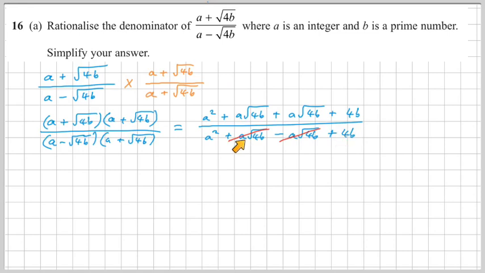So since we knew that these two were going to cancel out anyway, what was the point in actually writing them there in the first place? Why couldn't we simply just write a squared minus 4b there? Well, we can, and you should.